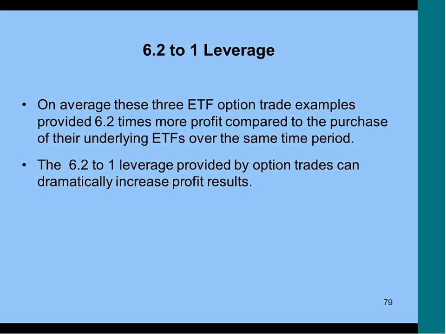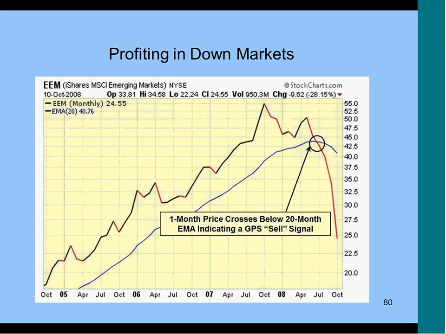So let's now take a look at profiting in down markets, and here's the major trend chart for the emerging market index, and we can see the 1-month price above the 20-month EMA right here, but then in April or May, I guess this is around June of 2008, the 1-month price crossed below the 20-month EMA. So now the emerging market ETF is on a sell signal.